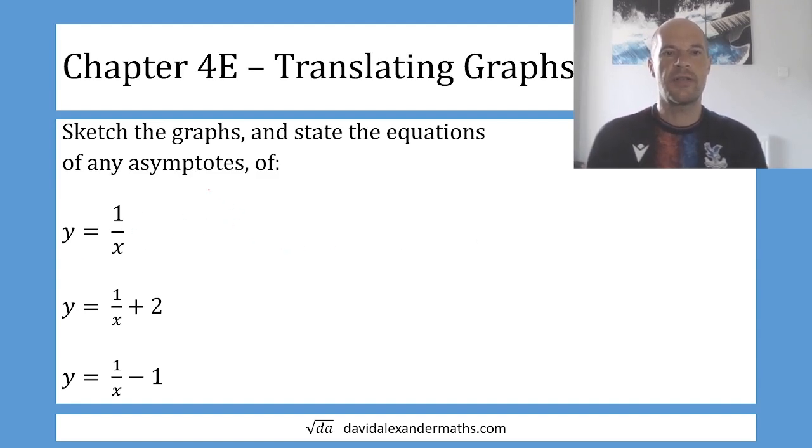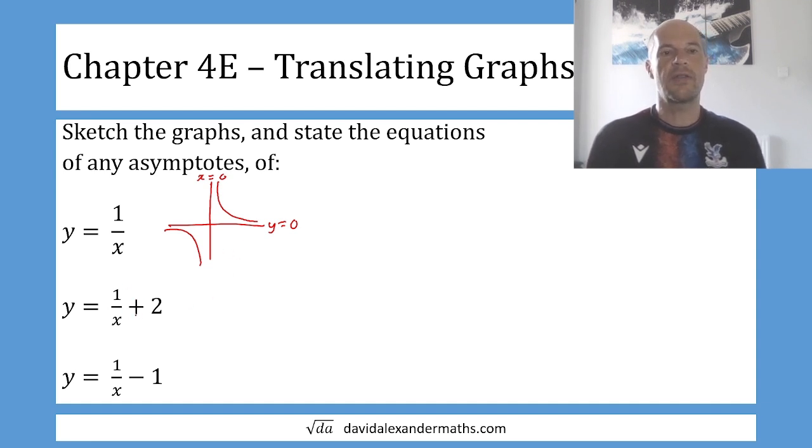Okay, so now let's just take a look at some reciprocals here. So y equals 1 over x, you need to know that this graph just looks like that. So the equations of any asymptotes, well, it's the x-axis, so the line y equals 0, and also the y-axis where x equals 0. So they are the equations of any asymptotes.